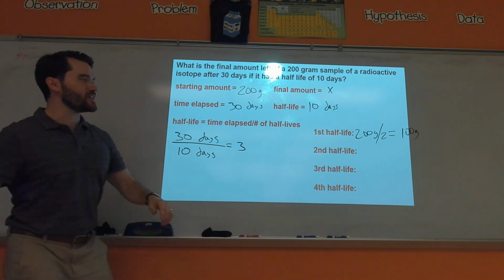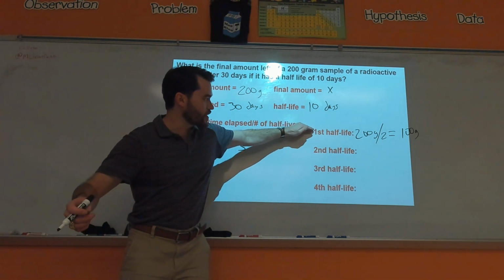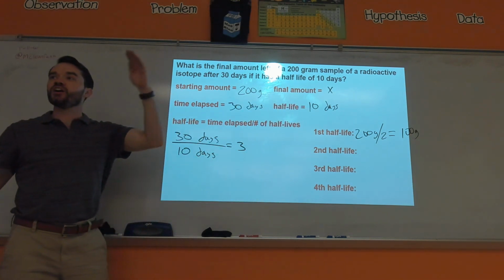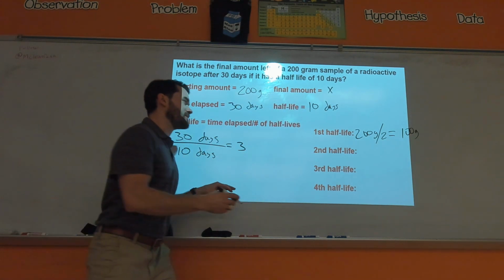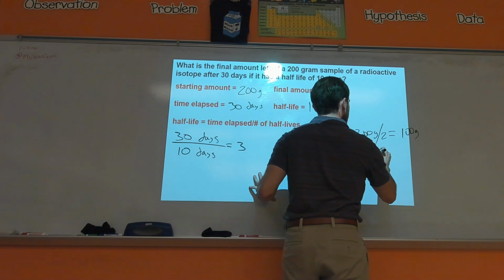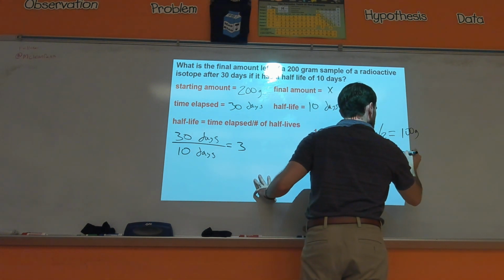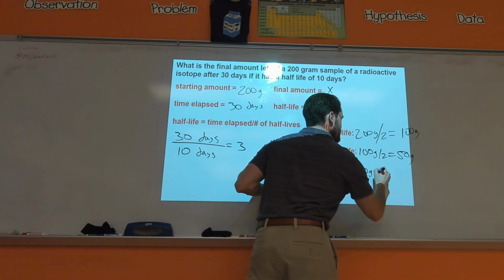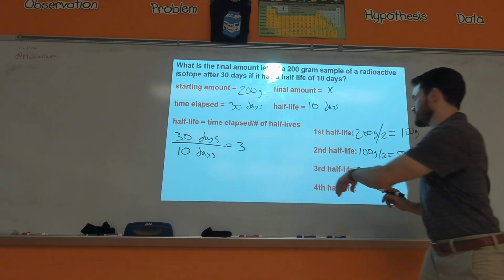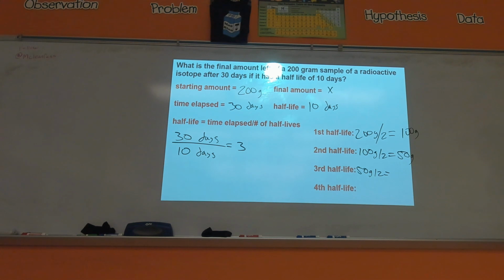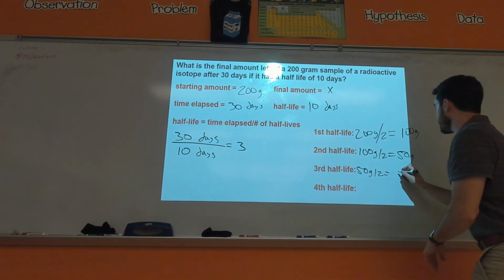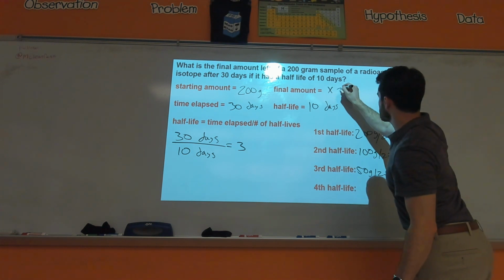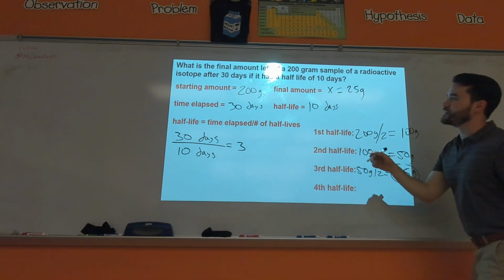So what we've got to do is 200 divided by 2, 3 times. We already did it once and got 100 grams, so let's do it 2 more times. If we do a second half-life, we get 50, and then if you do a third half-life, what would we get for our final answer? You get 25, right? 25 grams, that would be your answer. That would be your x, your final amount.